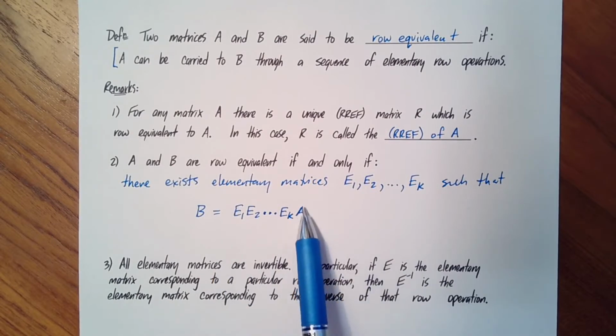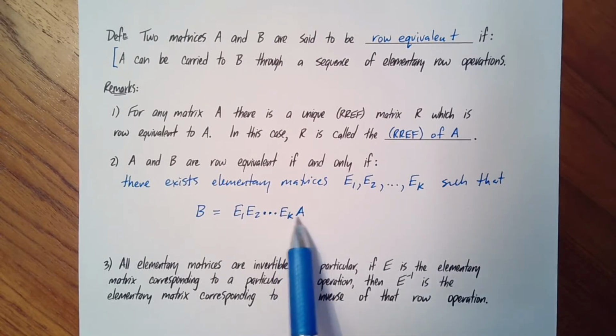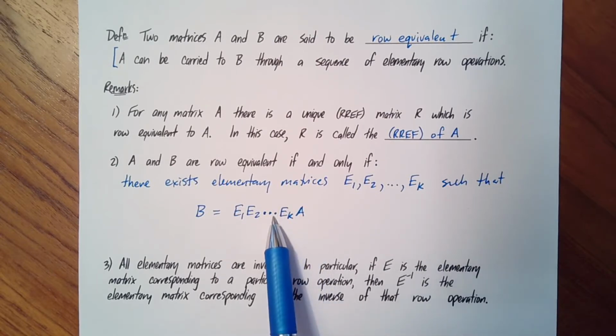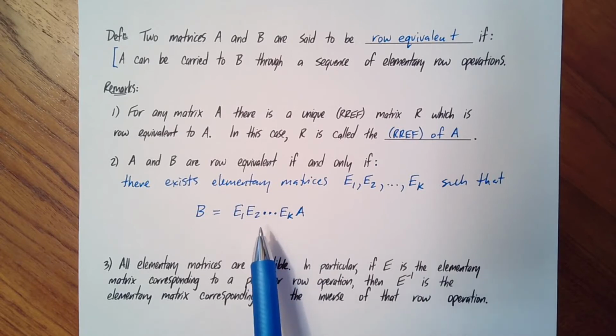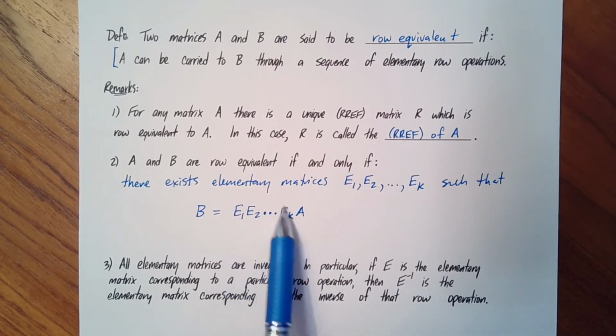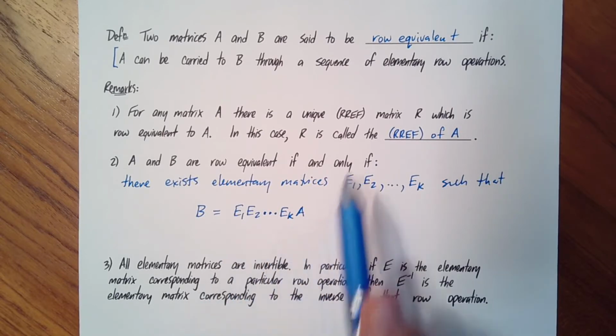So you take the matrix A, first you multiply it by EK on the left, and whatever you get as a result, you go down to the next in the chain. Maybe EK minus 1, you multiply that onto the result of EK times A, then whatever you get for that, you go down to the next one, and so on. You just multiply every one of the matrices in this long string by A on the left, one after another. And that's really the same as effectively performing those row operations.